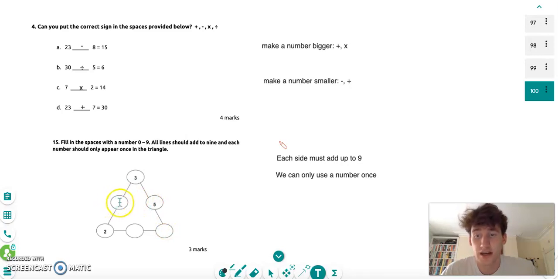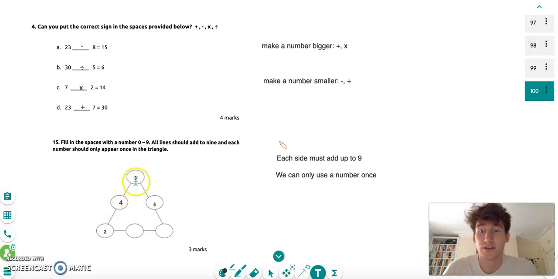So let's start here. We know that each side or line must add up to 9. As we've already got two numbers, let's add those together first. 3 plus 2 is equal to 5. So now we know that this number here, when added to 5, must equal 9. And if you were thinking of the number 4, then perfect, because that is exactly what it is. Then we can check quickly, 3 plus 4 is equal to 7, plus 2 is equal to 9.